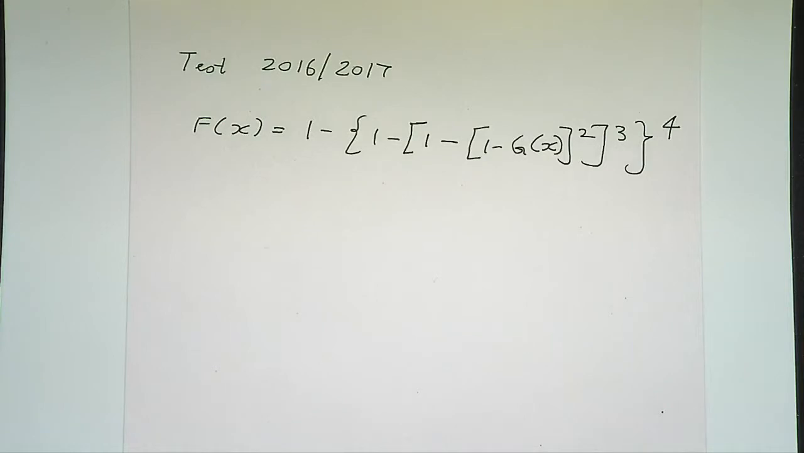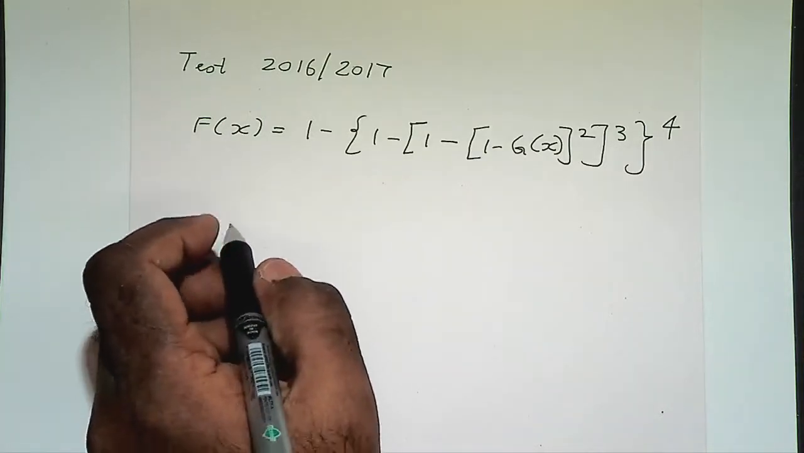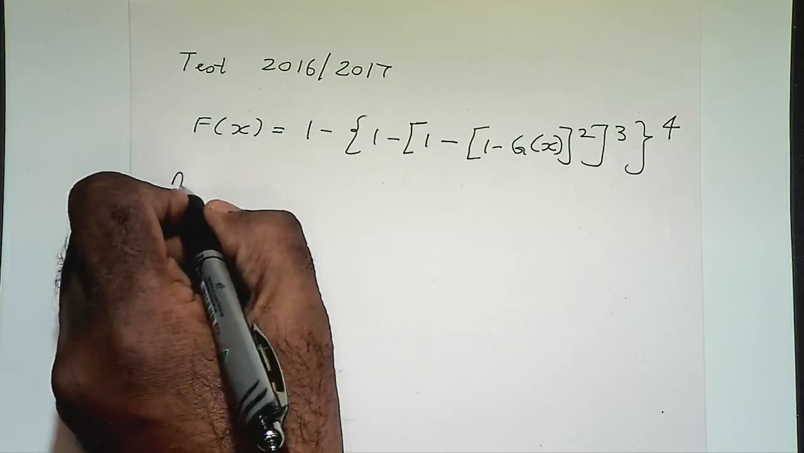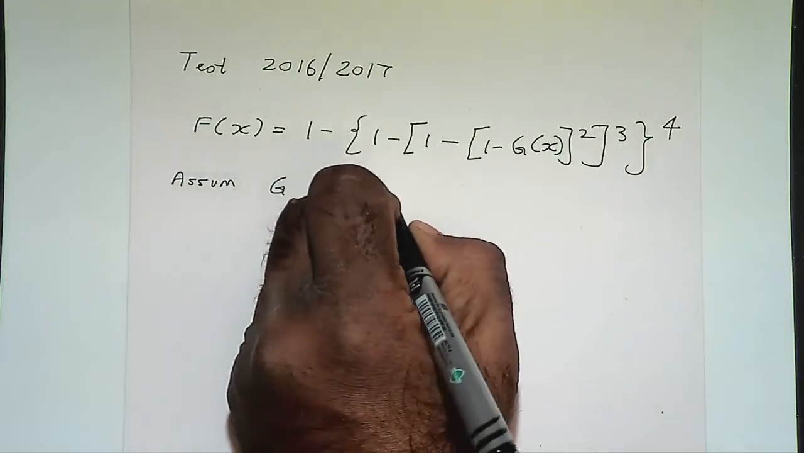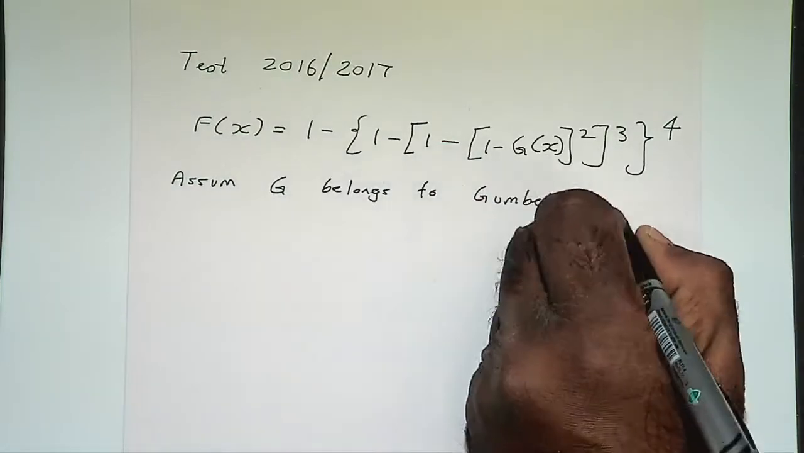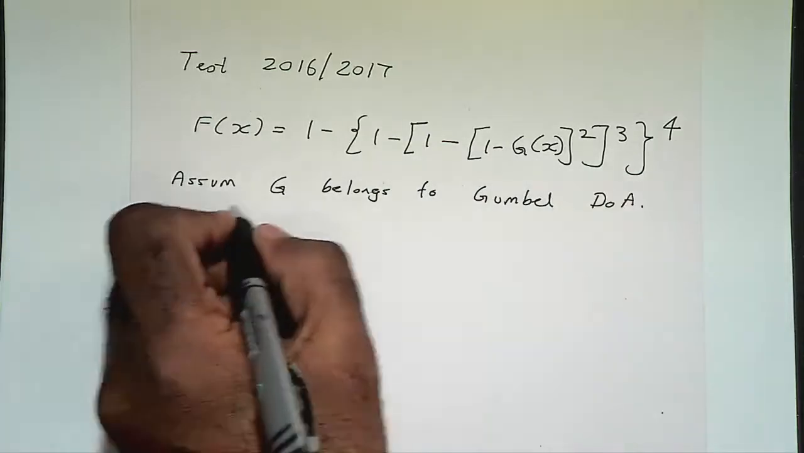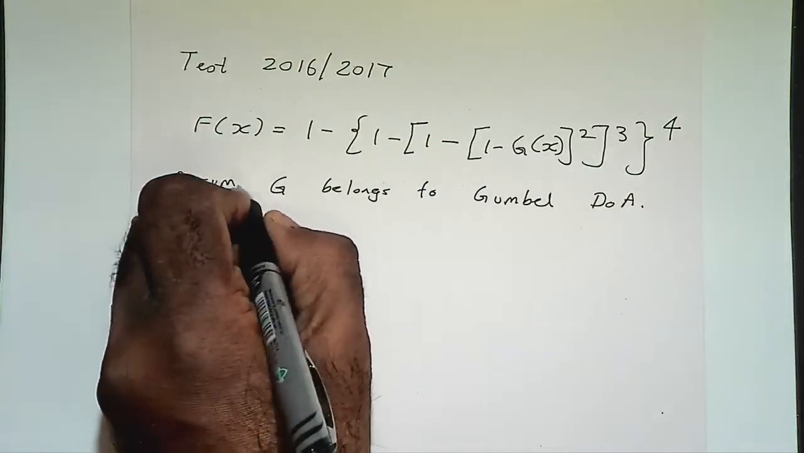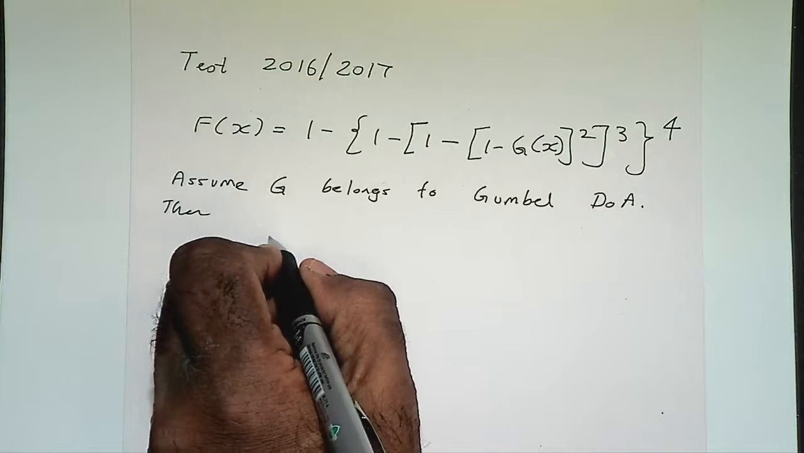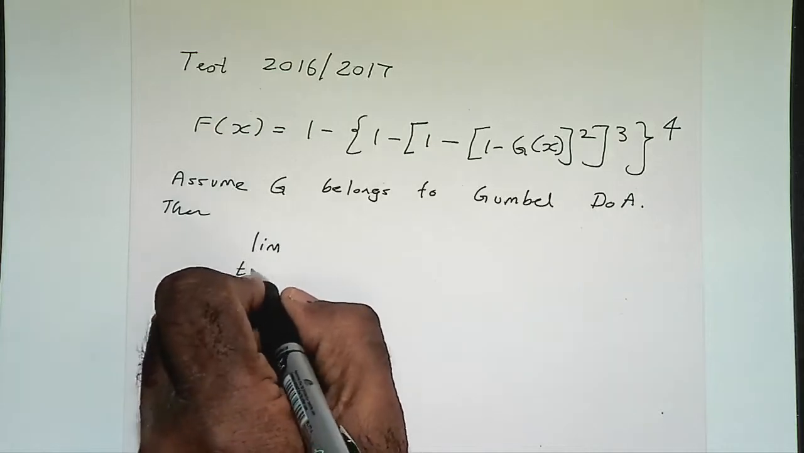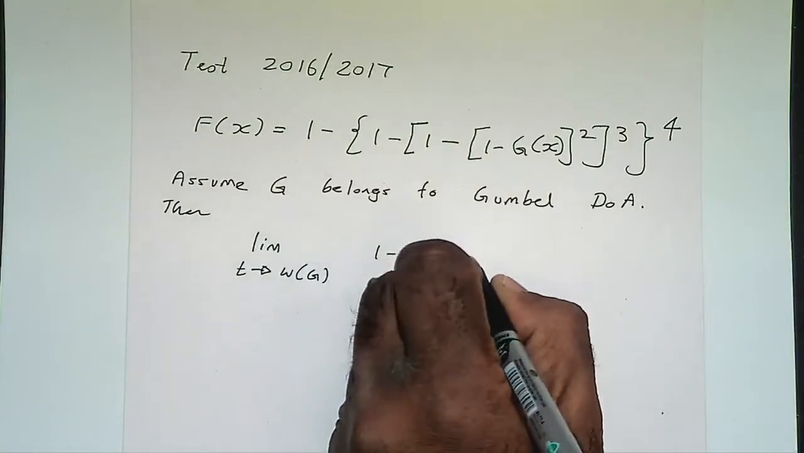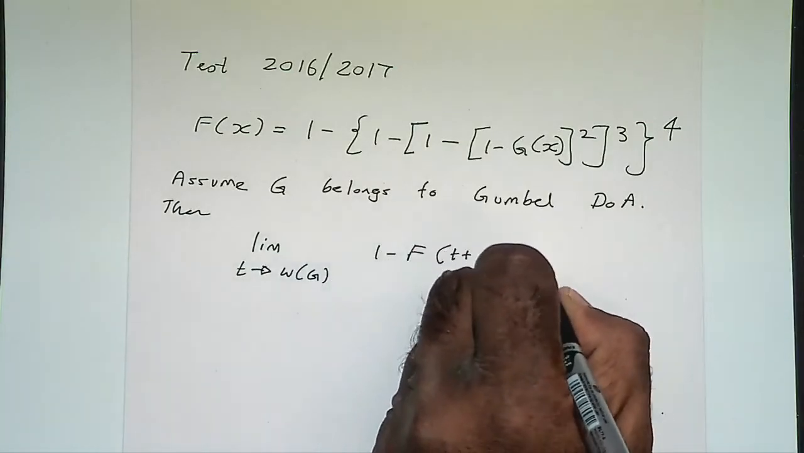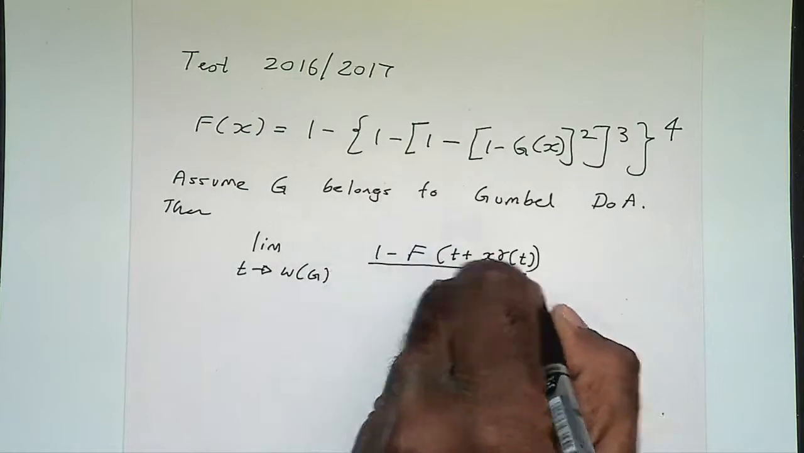In this question, let's assume G belongs to a Gumbel domain of attraction. Then we know that the limit as t goes to W of G of 1 minus G t plus x, sorry, it should be G, not f.